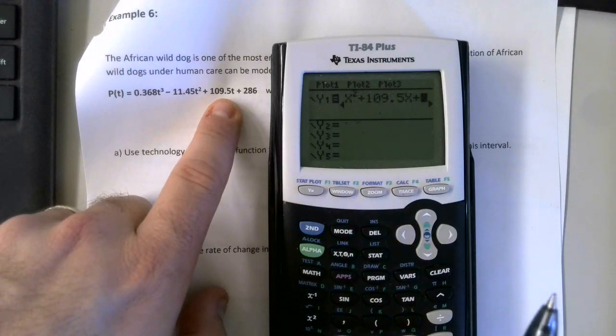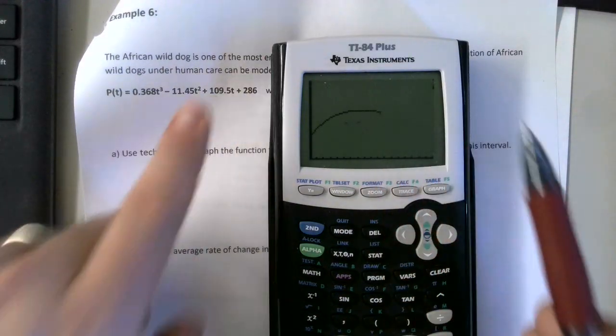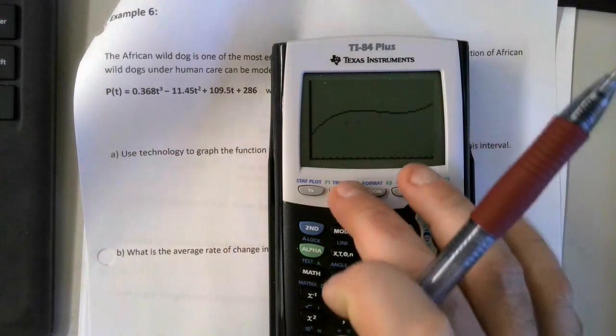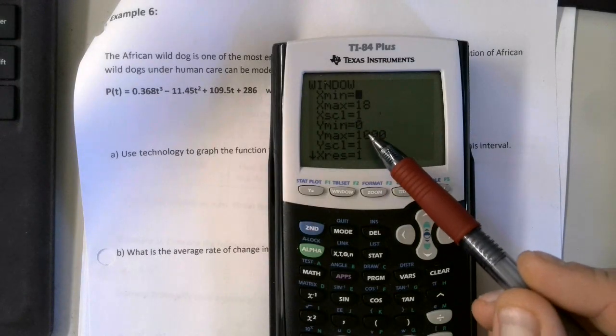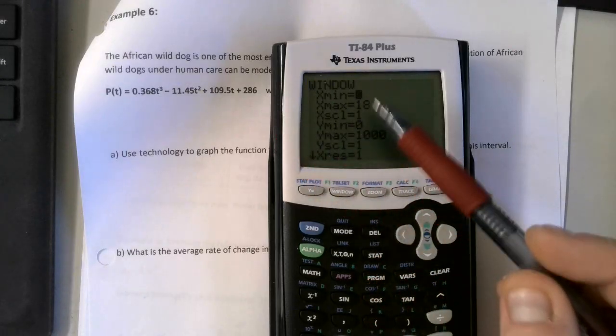Okay. And then plus 286. Now if I hit graph, I can see everything. Look at that. So that's on me. So now I can see the zoomed in. I changed the window where the X's went from 0 to 18. The Y's went from anything above that Y intercept. So I can kind of see it a little bit better.